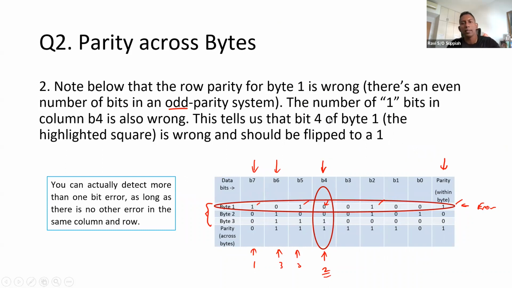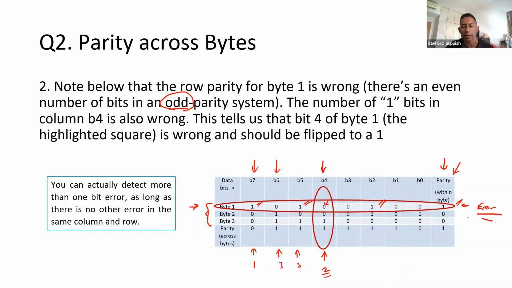Question 2 is just an example on the parity across bytes. Previously we know that for each byte, we calculate a parity. So in this case, if I say it's an odd parity, that means the number of ones in that particular byte must be an odd number. If I look at byte 1, I got 1, 2, 3, and 4 ones, which is an even number, so I say there's an error.